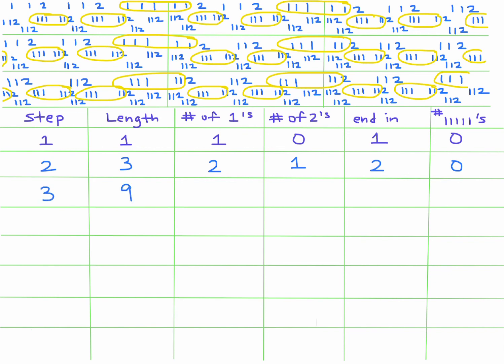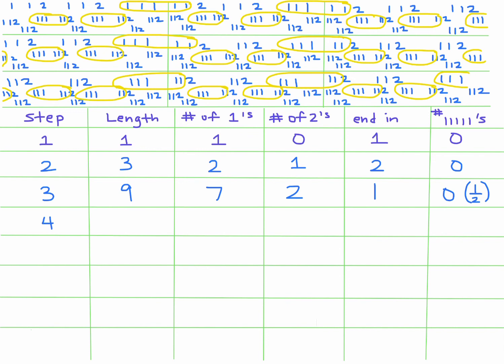It's a length of 9. How many 1s do I have? 1, 2, 3, 4, 5, 6, 7. How many 2s? 2. It ends in a 1. And how many of those 5 1 strings do I have? None. Part of one is there, but there's no full 5 1s in a row, so the answer is 0. But in brackets I'll put a half, just to show that a part of it is beginning. All right, let's keep going.